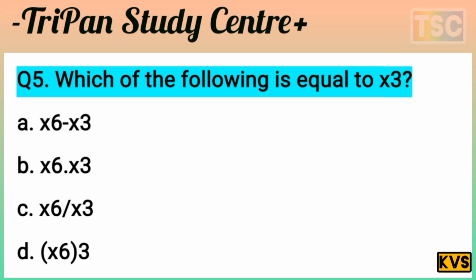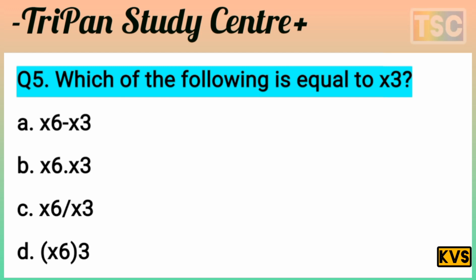And see the D option. D is x power 6 to the power 3. It means the powers are multiplied, so the answer is x power 18. Okay, so D is also rejected.